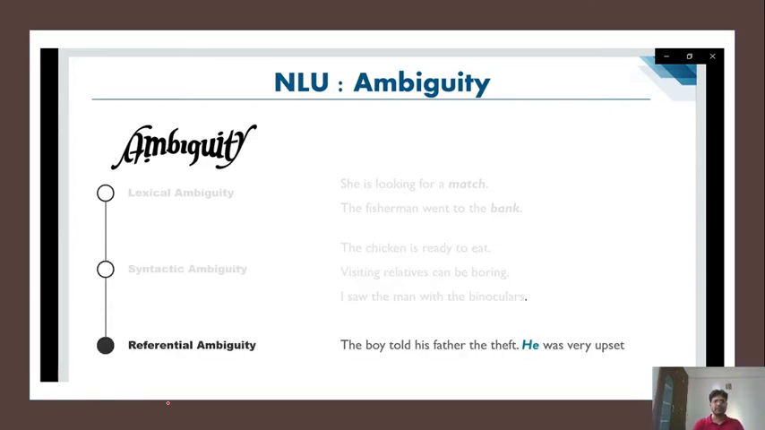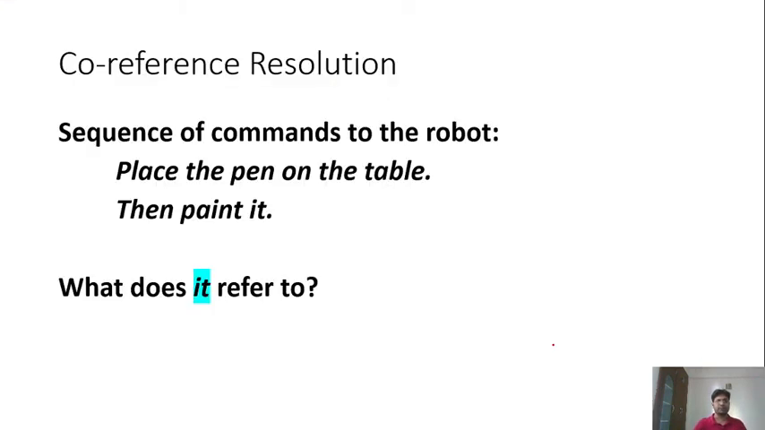Similarly, there is referential ambiguity as well. The boy told his father about the theft. He was very upset. Now, who is he? The boy was very upset, or the father was very upset? That is very confusing. Who is upset? Or both are upset. So that is the referential ambiguity that we are talking about.